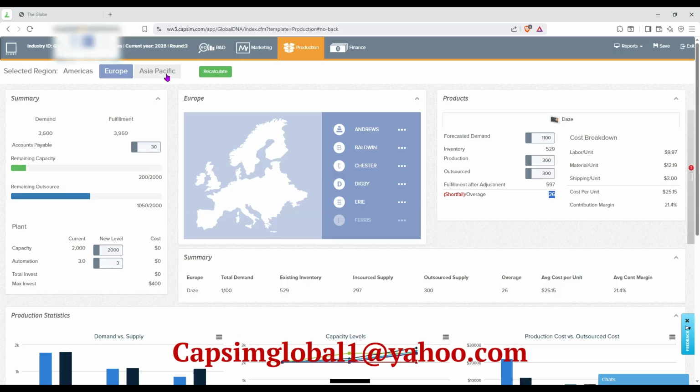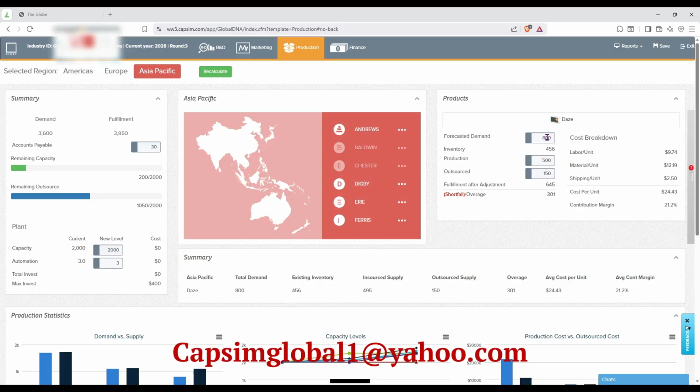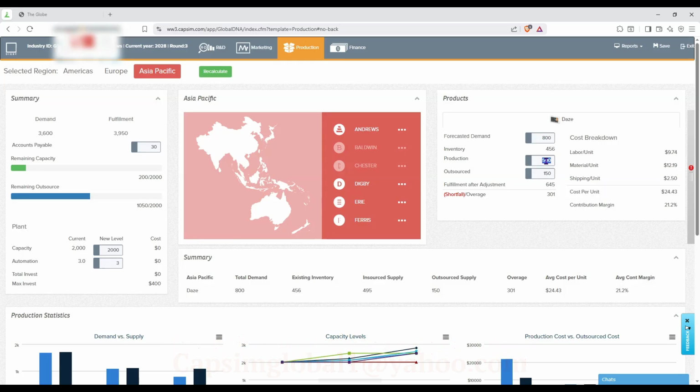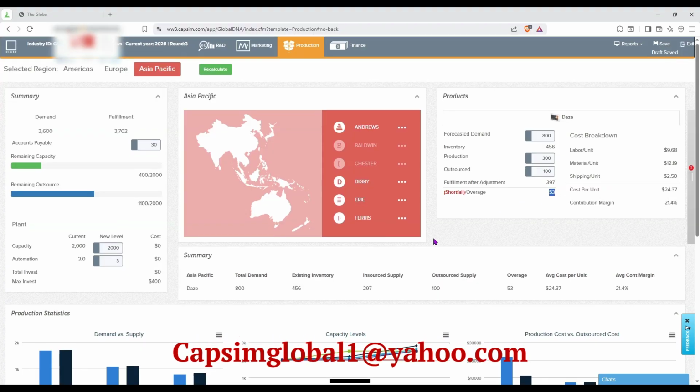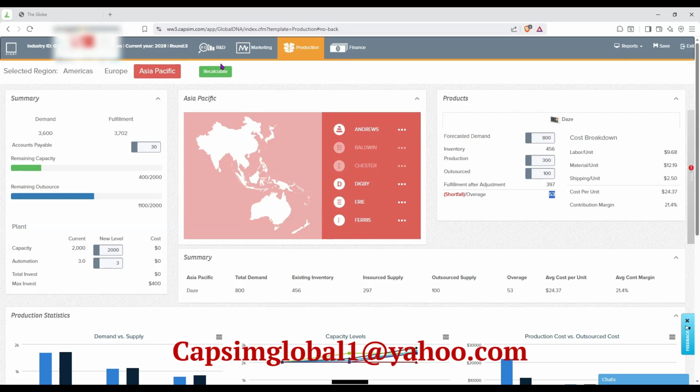Next is Asia Pacific, and for Asia Pacific, we have forecasted 800. Our inventory is at 456, so we need to produce around 400 products. So I'll produce 300 here and 100 here. Then you can recalculate. And we have an overage of around 53. So that's it for the production department.